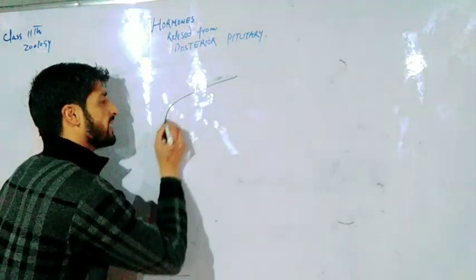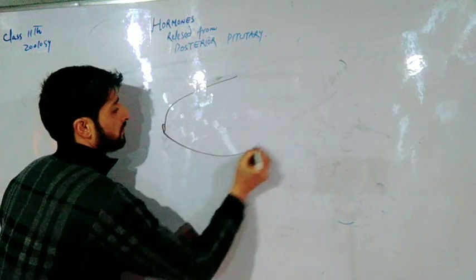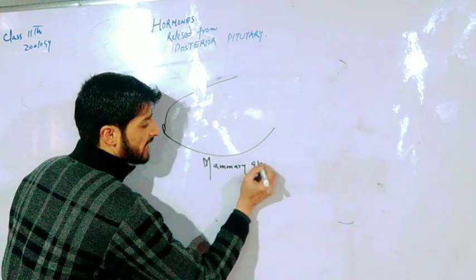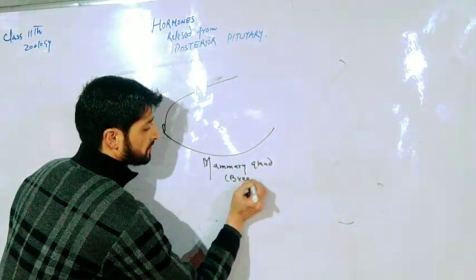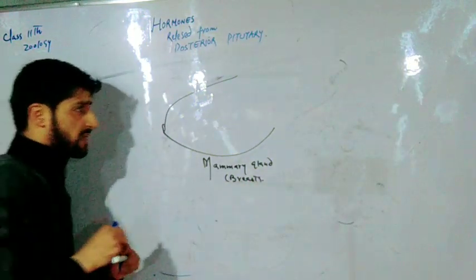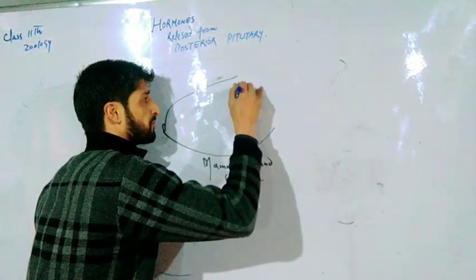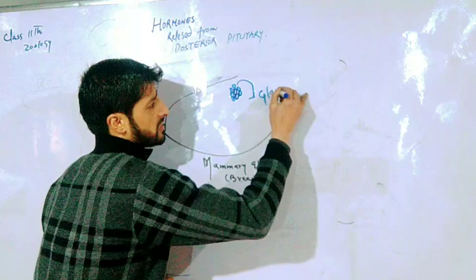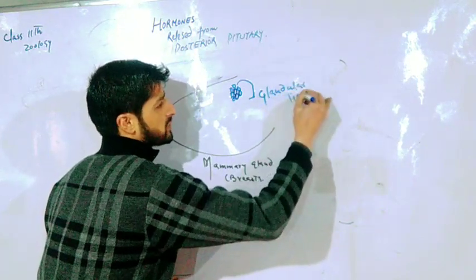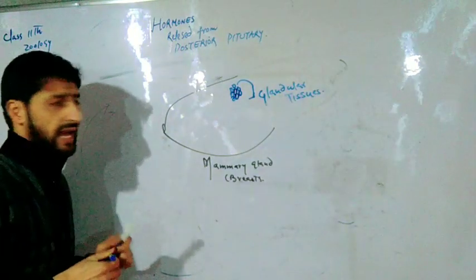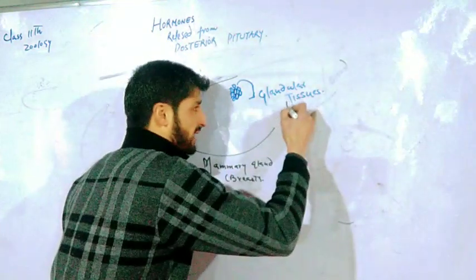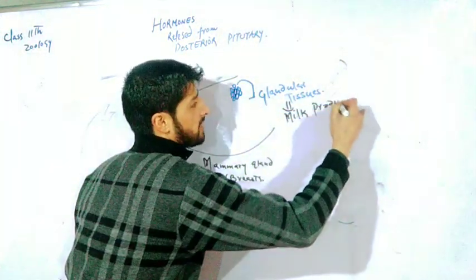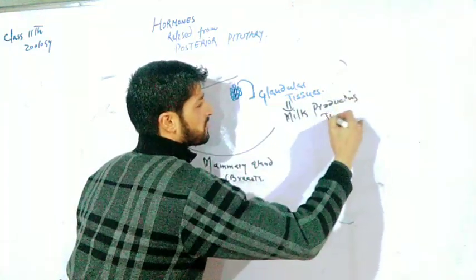Let us suppose this is the mammary gland of human females. When I say mammary gland, I mean breasts. So these breasts, or these mammary glands, contain special tissues. These tissues are known as glandular tissues. These glandular tissues are actually milk producing tissues, used for making milk.